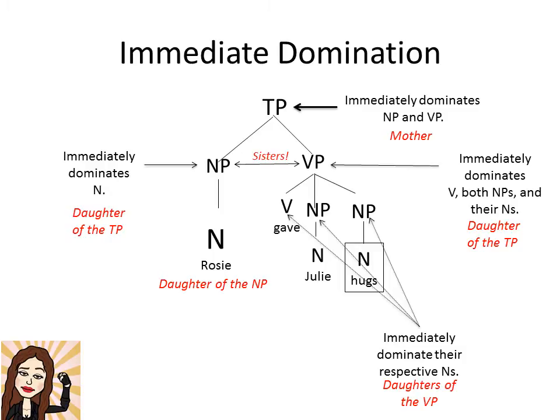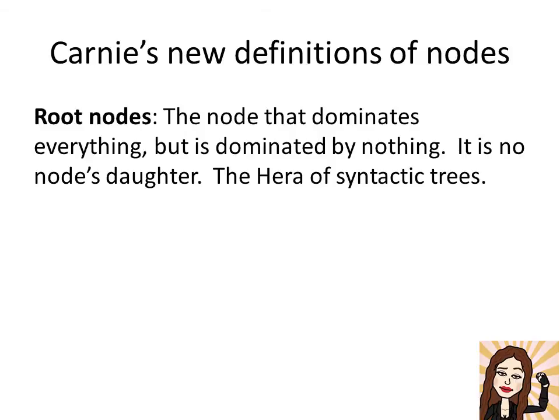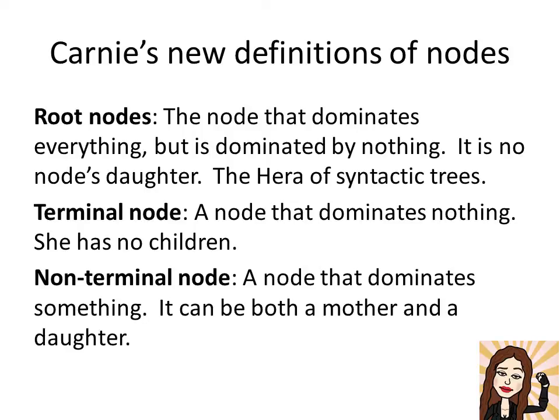At the end of this section, Carnie added new definitions of what exactly nodes are. He redefined root nodes as the node that dominates everything but is dominated by nothing. It is no node's daughter. It may be helpful to think of root nodes as the Hera of syntactic trees. He redefined a terminal node as a node that dominates nothing. It is a node that has no children. Finally, he redefined non-terminal nodes as nodes that dominate something. They can be both a mother and a daughter.